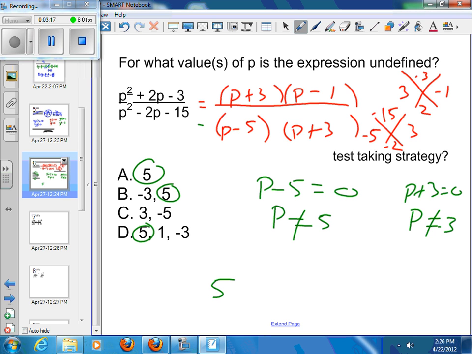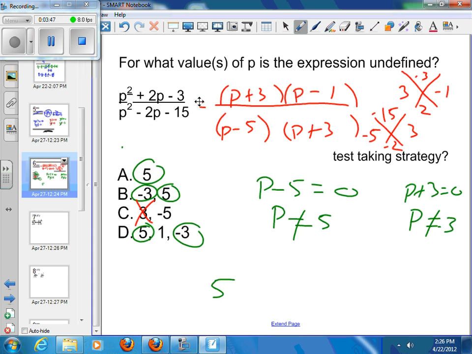I check my negative 3. Negative 3 squared would make that a positive 9. Negative 3 times negative 2 is a positive 6, and then a minus 15. So that's positive 15 minus 15. That gives me a 0. So negative 3 works. I look at a positive 3. Positive 3 would make that a 9 minus 6 minus 15. So that one, the positive 3 does not work.